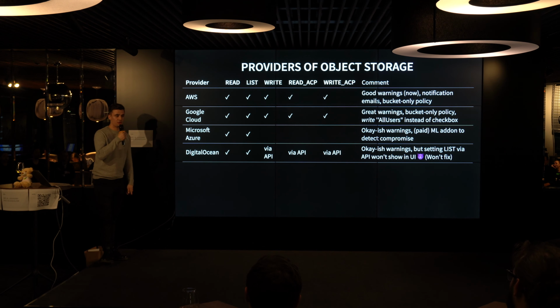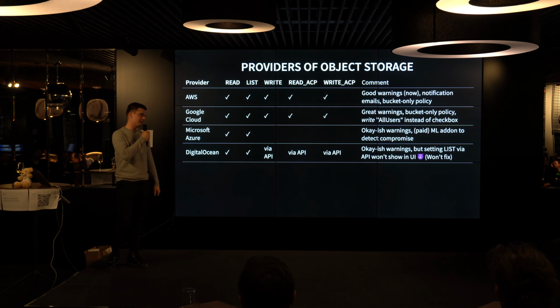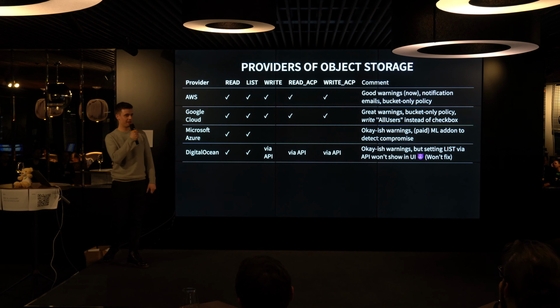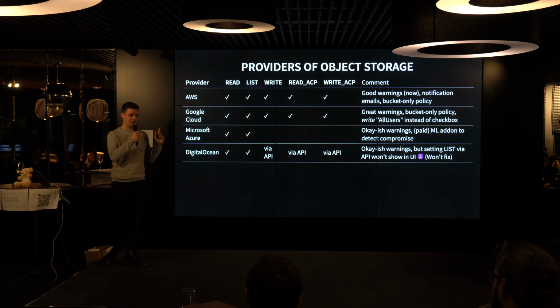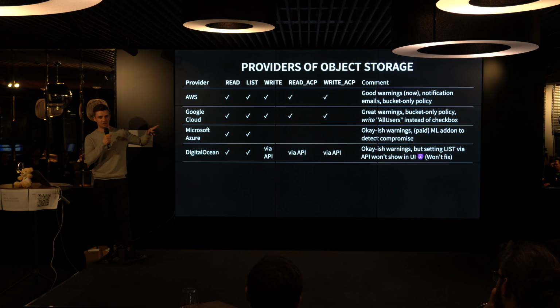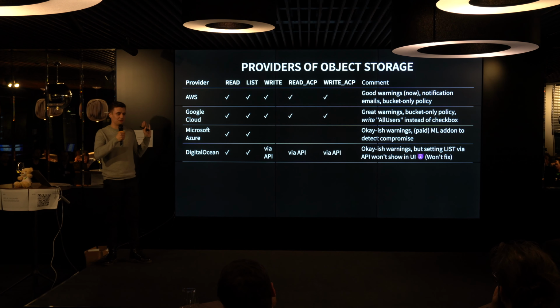There is also DigitalOcean Spaces. They have okayish warnings, but the fun part which I found there and reported to the bug bounty program is that if you set list through the API, the UI still shows the bucket as secured and everything is cool, but the bucket is listable in the end. They told me it's just a UI issue and they don't care, so go away.